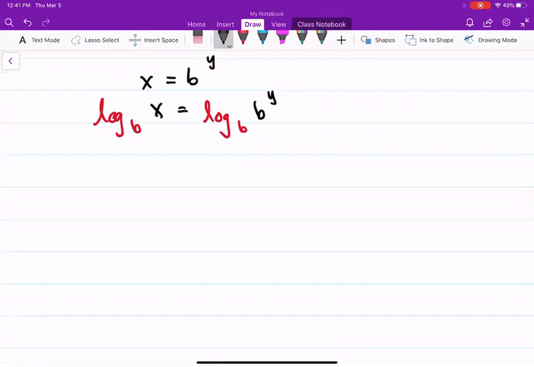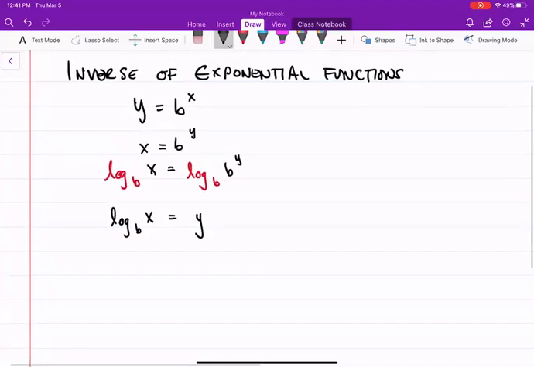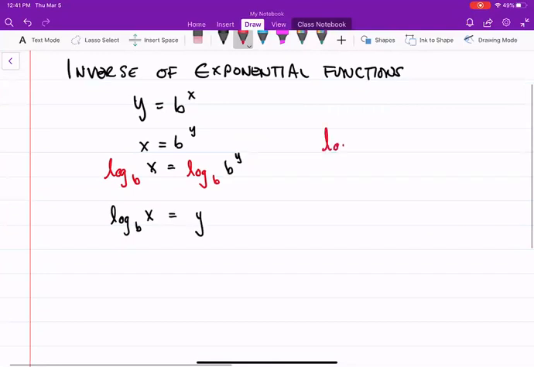And since they're inverse functions of each other, what I'll have left on the left-hand side is the log base b of x. And on the right, because the base of the log and the base of the exponential function are both b, they're the same, it just becomes y. So the number one thing we get out of this is this important information: if I take the log base b of b raised to the y, it's equal to y.